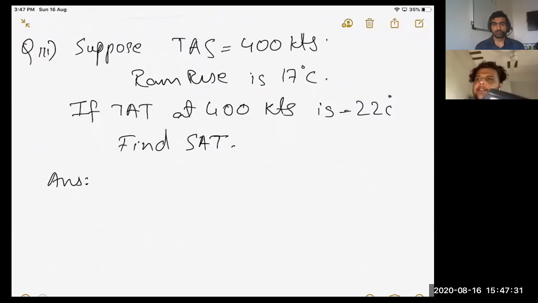It will be 39 degrees. Positive or negative? Negative. Be careful giving your answers. Minus 39 degrees Celsius. That is SAT. Now you have your SAT. You can put the value of SAT into your formulas or scientific calculator to find out your true airspeed or something like that.